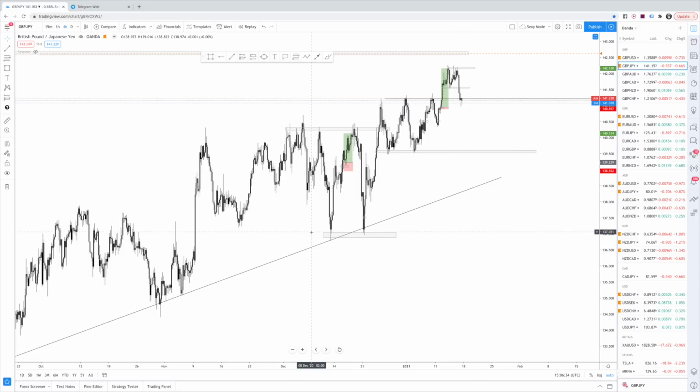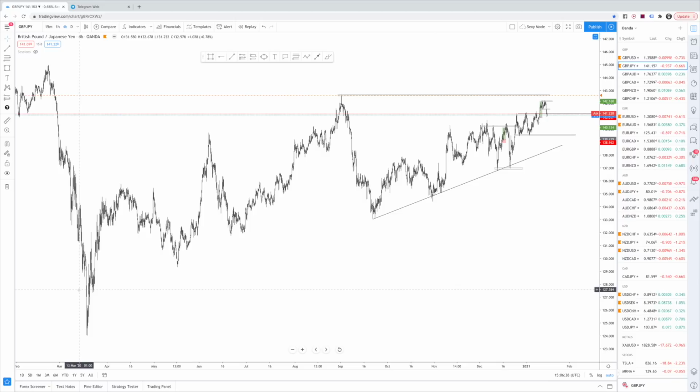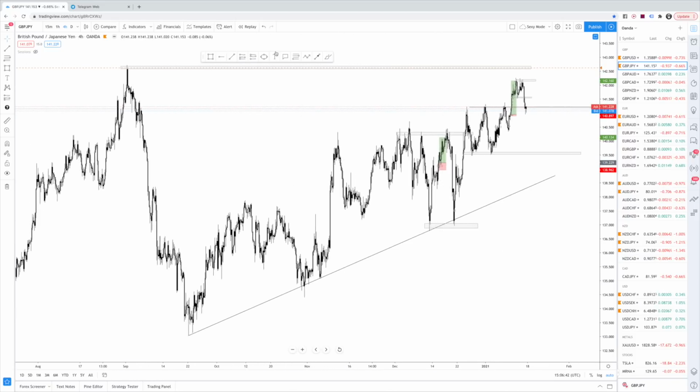Price has been in an uptrend for quite some time, literally since the COVID crash back in March of 2020. Price has been in like a rangy uptrend, but nonetheless still an uptrend. We have yet to revisit this previous high, which was printed back here in September of 2020. I'm just thinking price might come to that daily high right there and try to find some resistance.